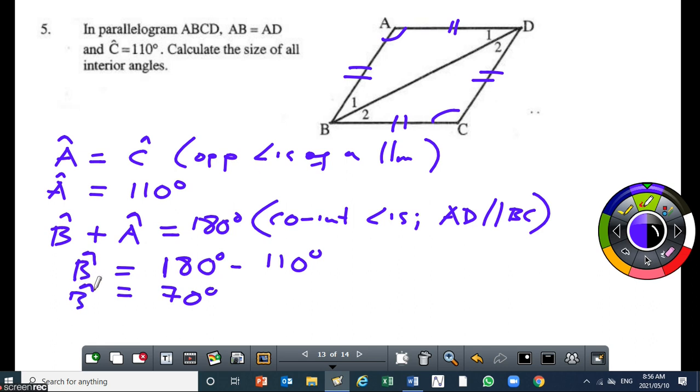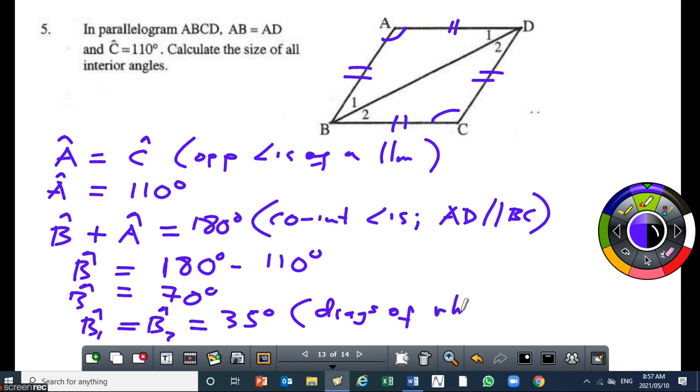Okay? Right? Then one of the properties of a rhombus is that the diagonals bisect opposite angles. So B1, I can say B1 is equal to B2, right? Both are equal to 35 degrees. And my reason here would be to say that of rhombus. That of rhombus, because the diagonals bisect the opposite angles. So if you want to write it in full, you can. Diagonals of rhombus bisect opposite angles, but you can write it like that. Alright? So I found B1 and B2 there.